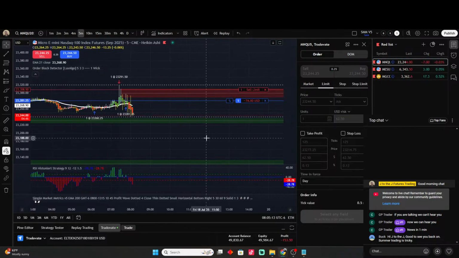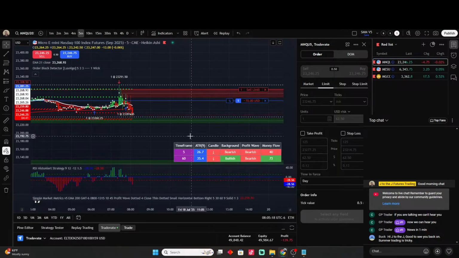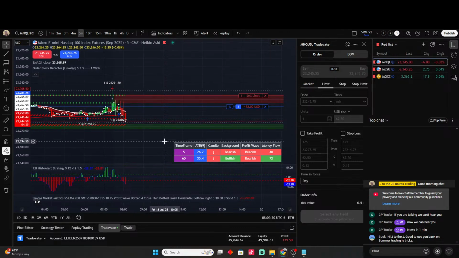NQ, I got a super low lot size on. Just one. That's one mini or micro. I don't really like to trade NQ, period, but when I do, it's very low size because within 15 minutes, look how far off we are.